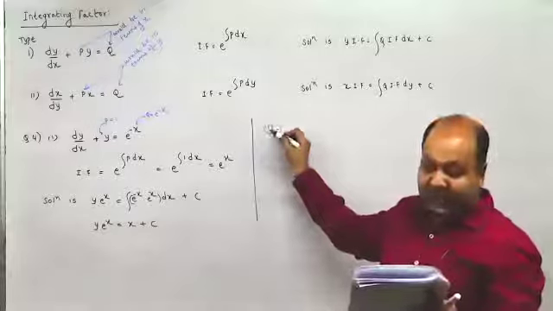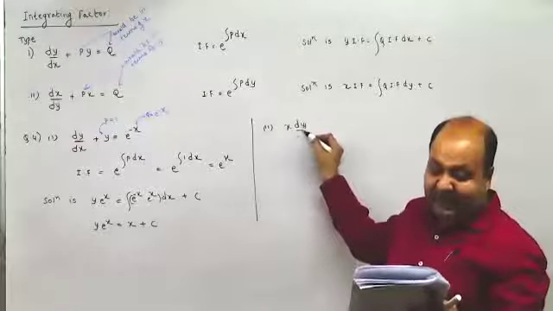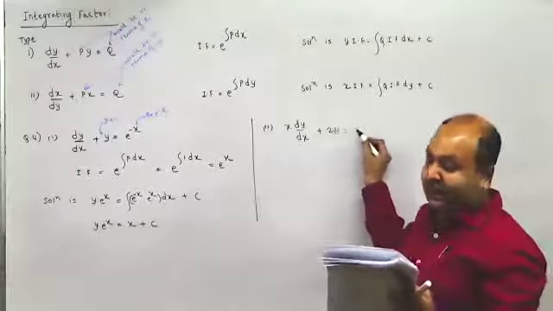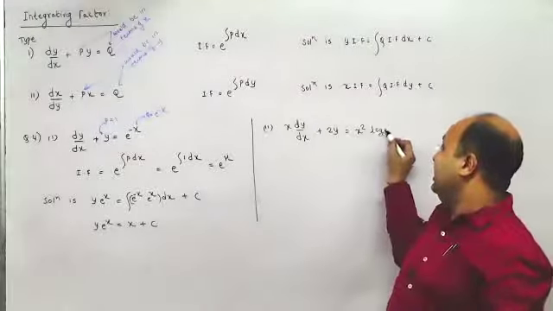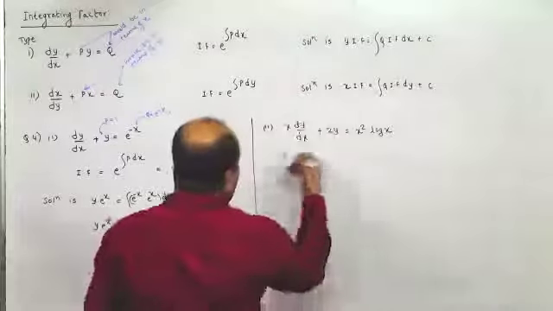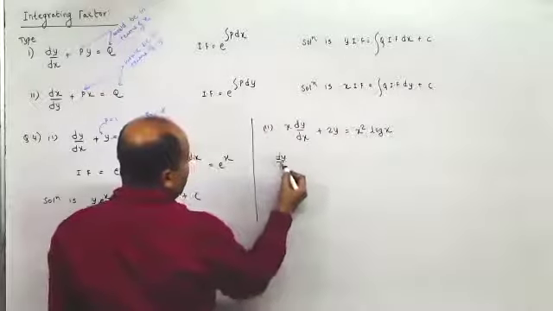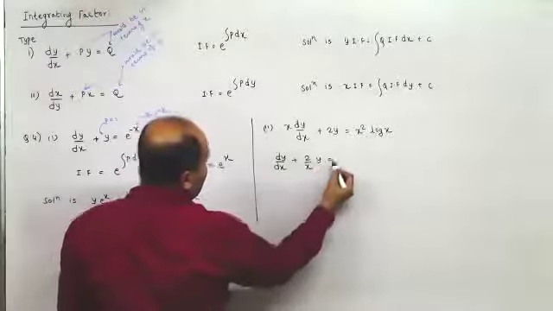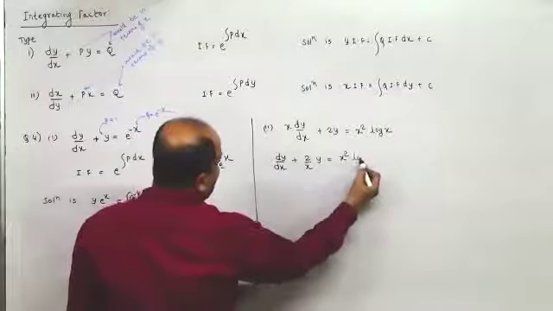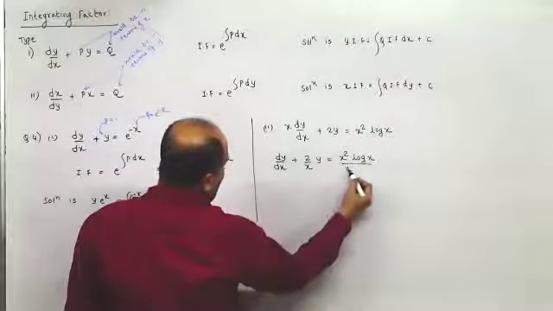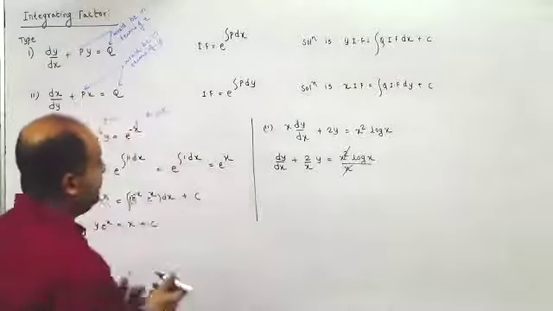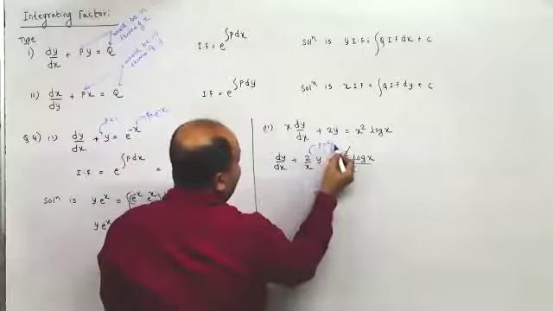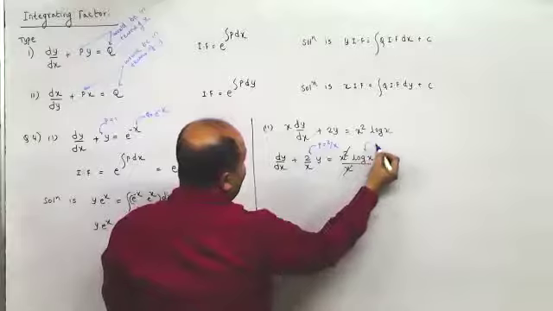Next, for the second part, x dy by dx plus 2y equal to x square log x. Now, here when I divide both sides by x, I get dy by dx plus 2y by x is equal to x square log x by x. Now, this is in the form where p is 2 by x and q is x log x.